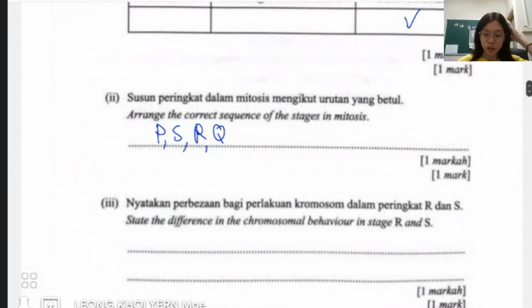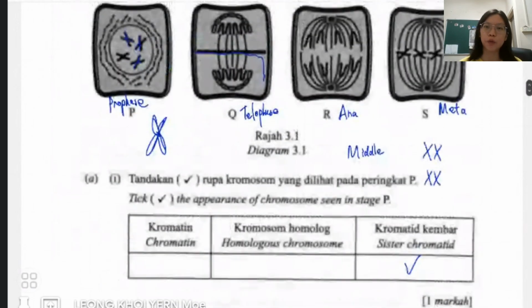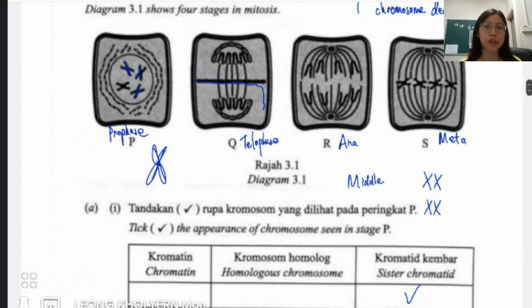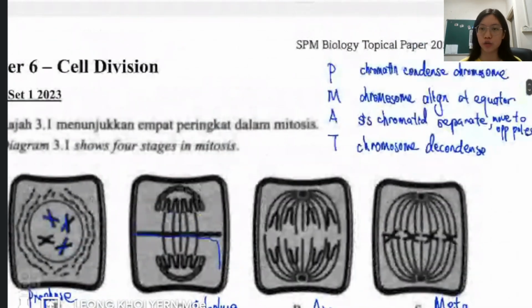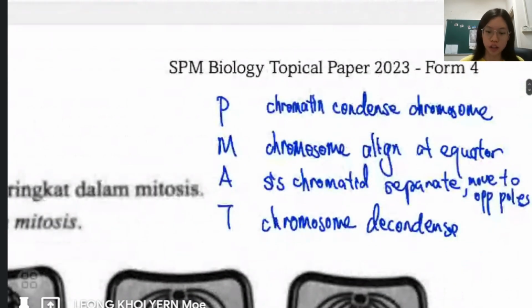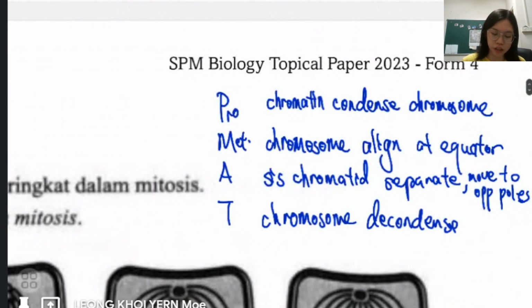State the difference in the chromosomal behavior in stage R and S. For the importance of mitosis, you have to at least know the chromosomal behavior. I know there are a lot of things to remember, like what happened to the nucleus, the nucleolus, the centriole, the sister chromatid, the centromere, the spindle fiber. But the most fundamental part you have to know is the chromosomal behavior. So I've written it out: the chromosomal behavior for prophase, metaphase, anaphase, and telophase of mitosis.